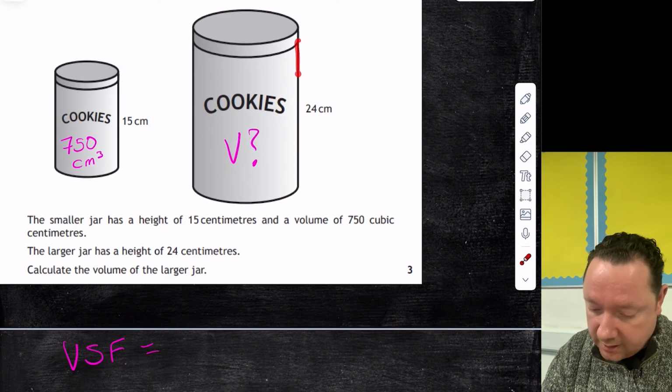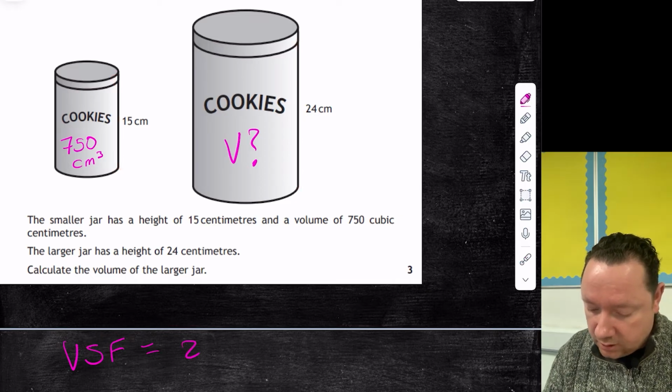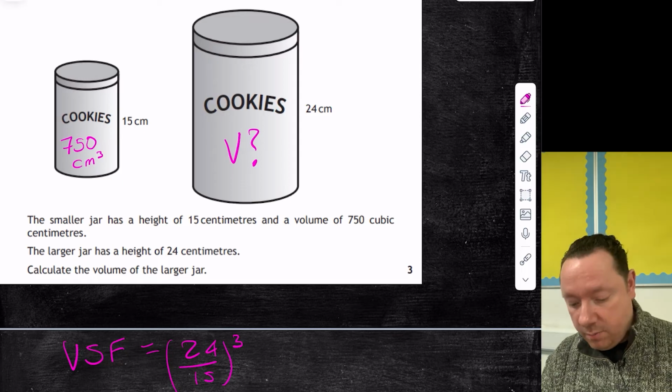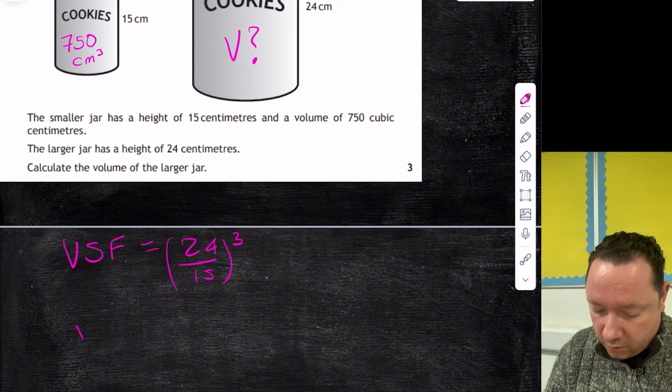So I start with the big side over the small side, 24 over 15. No need to simplify because you're using a calculator. But then we cube that because we're finding a volume. If you're finding a length, it would just be 24 over 15. Area would be that squared. Volume, it's that cubed.